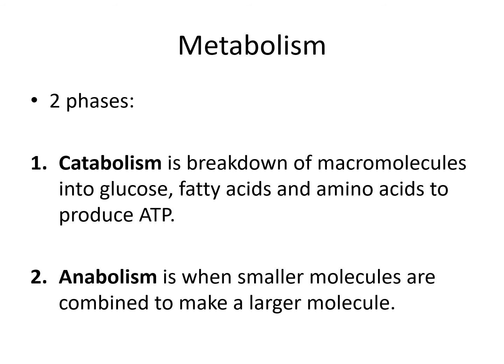Catabolism is the breakdown of macromolecules into the simple molecules like glucose, fatty acids, and amino acids to produce ATP. So it's breaking down macromolecules into the smallest or the simplest subunits to make ATP. Anabolism is the opposite, where smaller molecules are combined to make a larger molecule.